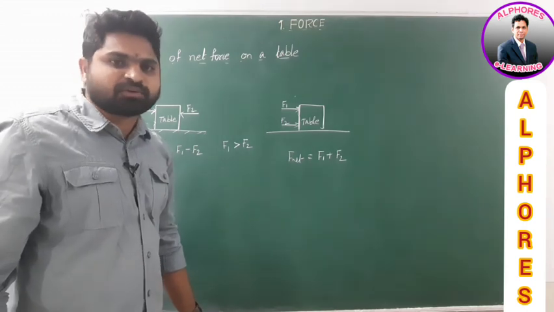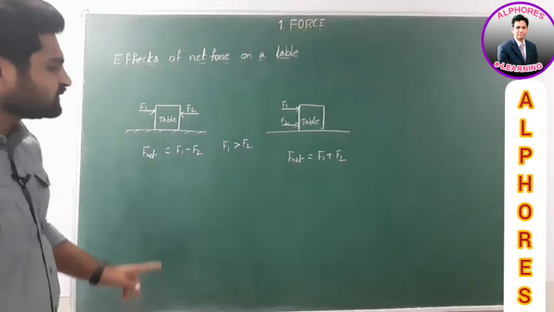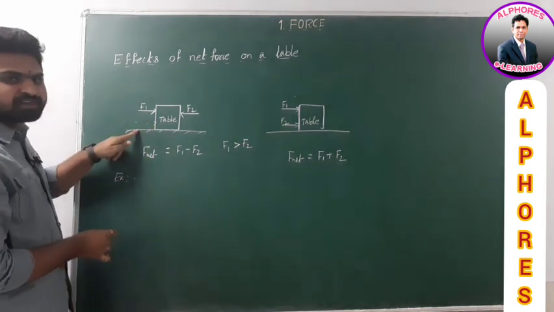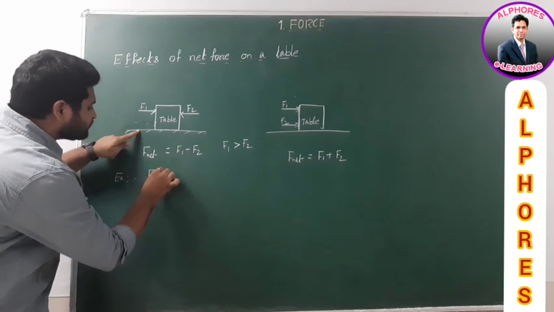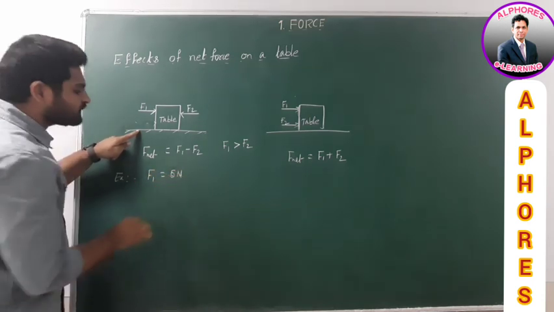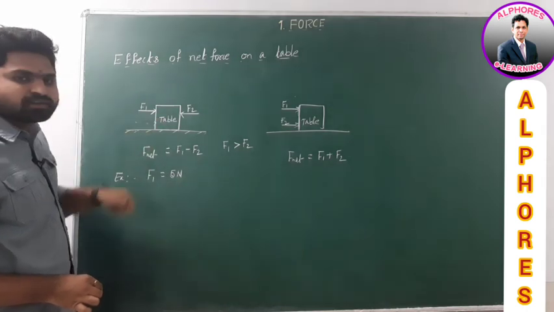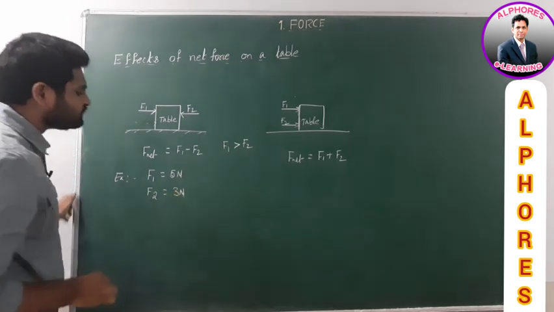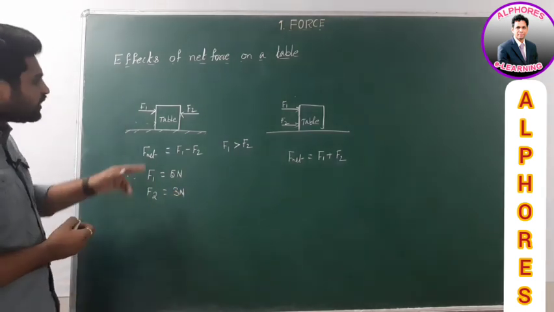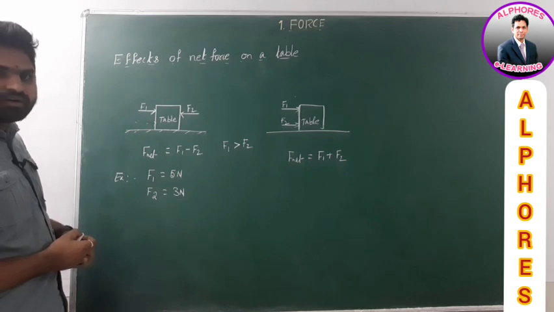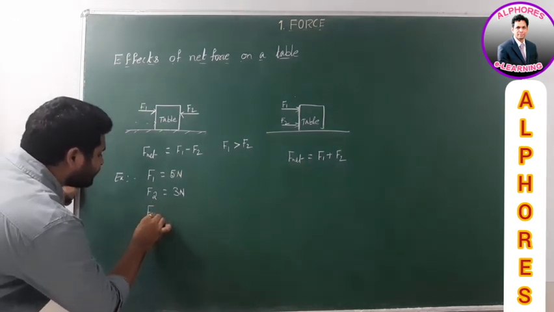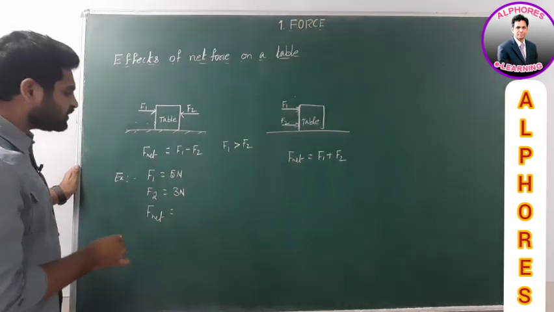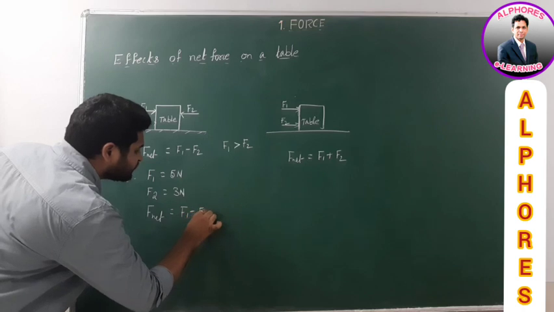Now let me give an example. With the help of this example, let us try to understand this topic. Let's say in the first case, F1 is 5 Newton. F1 is a 5 Newton force applied on the table. F2 is, let's say, 3 Newton. Now what is the resultant force on this table? What is the net force on this table? F net is equal to the greater force minus the smaller force, F1 minus F2.